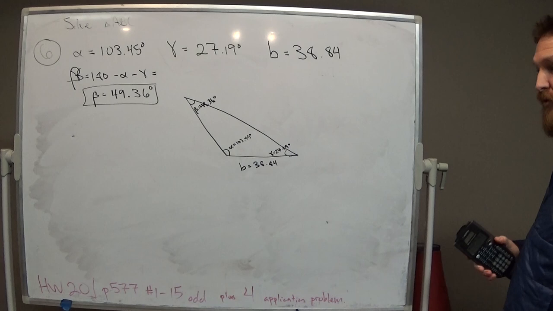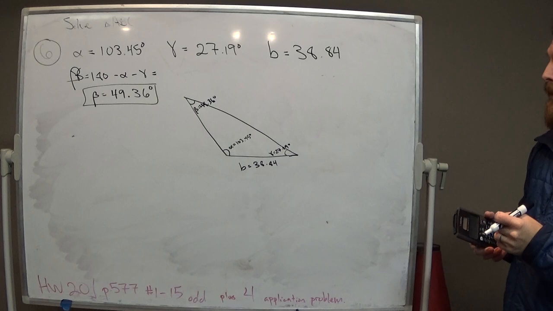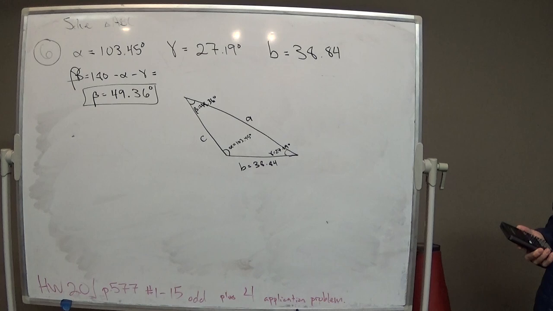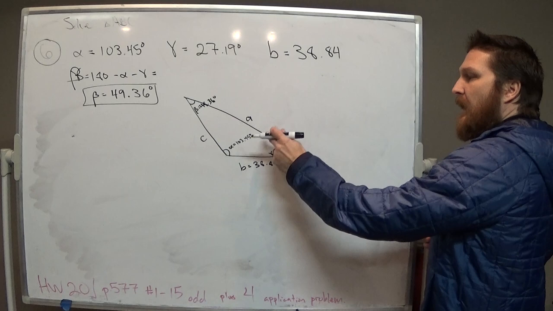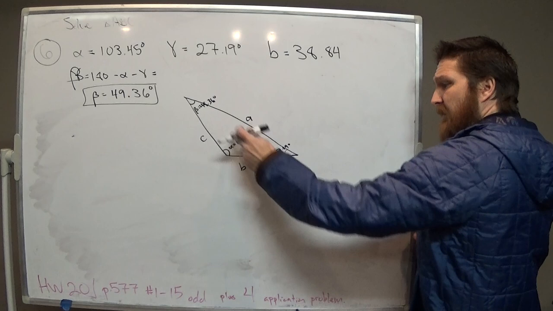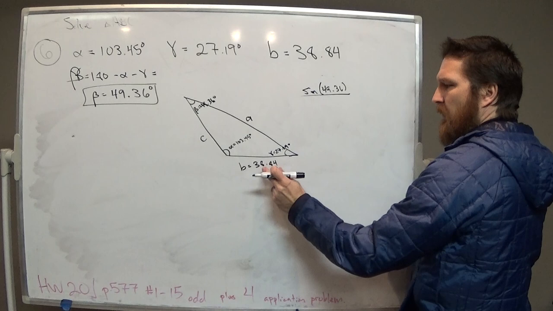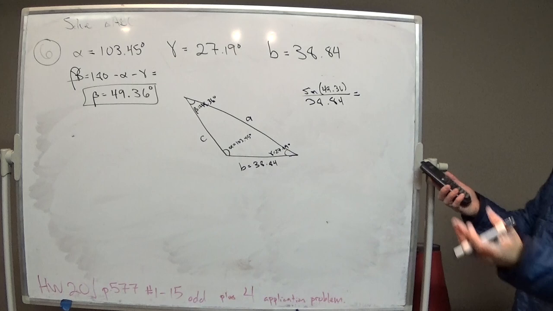This will help you. So my unknowns at this point are A, opposite from alpha, and C, opposite from gamma. So we're just going to use the law of sines. B is given, so this is the given one, and I'm going to start there. I'm going to say sine beta, and instead of writing beta, I'll just write sine 49.36 over 38.84 is equal to, and now I can get either of the other ones I want.